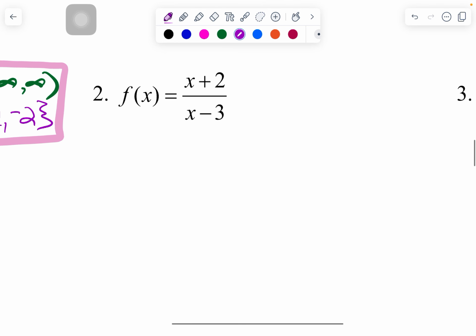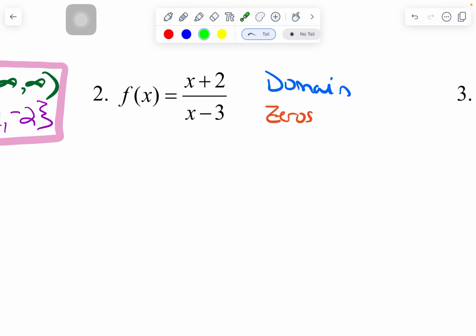I want to find 2 things: my domain, and I also want to find my zeros. For the domain, we look for negatives under the square root. There's no square root in the numerator and no square root in the denominator, so that is not a problem. However, the second part is you can't have any zeros in the denominator. This is a fraction, clearly, so we want to make sure that this denominator cannot equal 0.